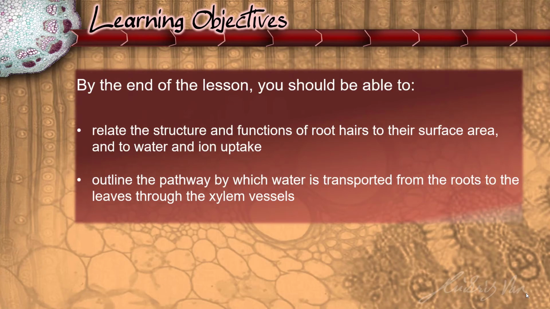So by the end of this lesson, you should be able to relate the structure and function of the root hairs to their surface area and to the uptake of water and ions. This should be familiar to you because we have learned this earlier on. You will also learn the outline of the pathway by which water is transported from the root to the leaf through the xylem vessel.